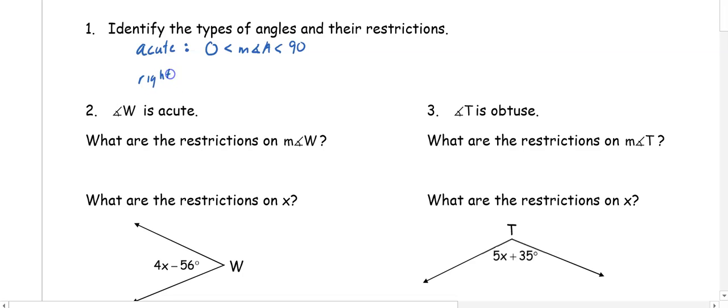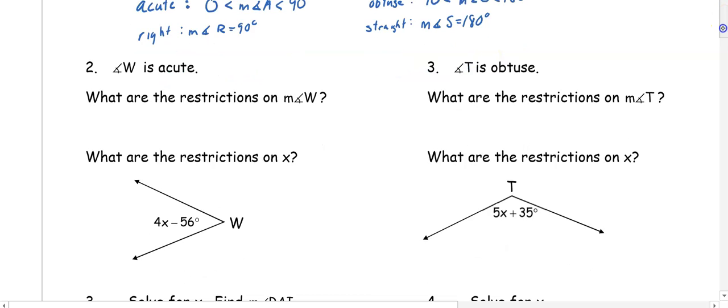We have a right angle where the measure is always going to equal 90 degrees. We have an obtuse angle where the measure has to be greater than 90 but less than 180 degrees. And we have a straight angle, which is formed by a straight line where the measure is always equal to 180 degrees.